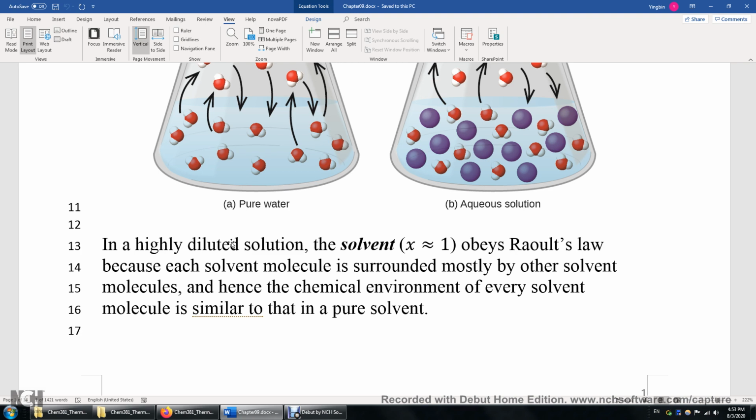We cannot say that for the solute, because if you look at this 99.99% water plus 0.01% ethanol, in this solution, each ethanol is surrounded also by water molecules. So this environment is different than that in pure ethanol.